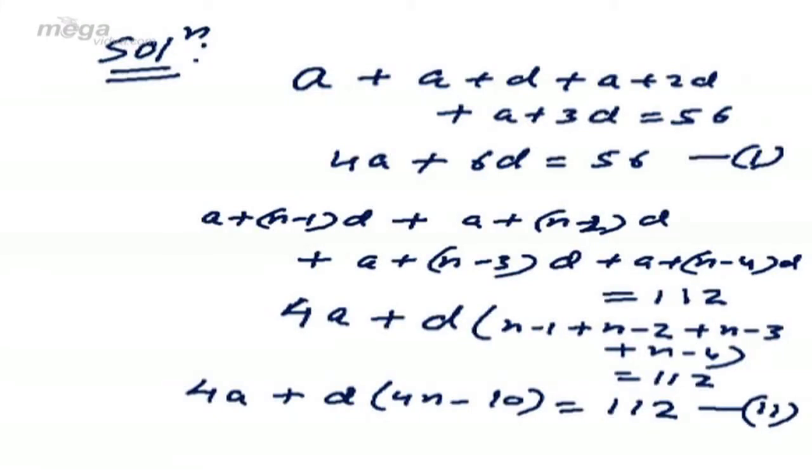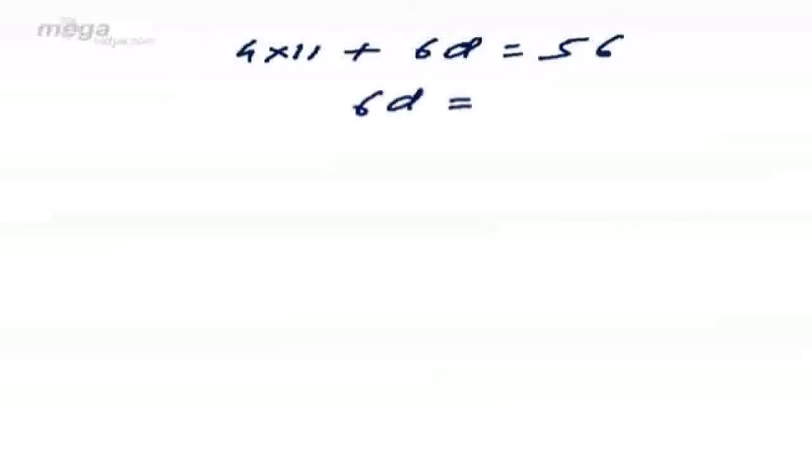But in the question, the first term is given 11. It means A is equal to 11. Put in equation number 1. 4 into 11 plus 6D is equal to 56. Then 6D is equal to 56 minus 44. It becomes 12. Then D is equal to 2.